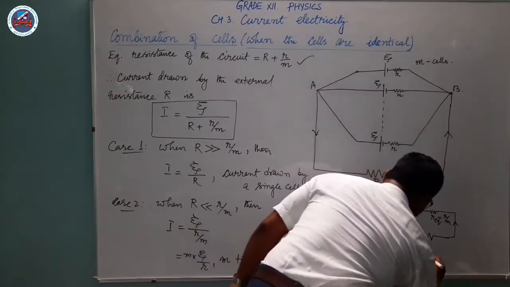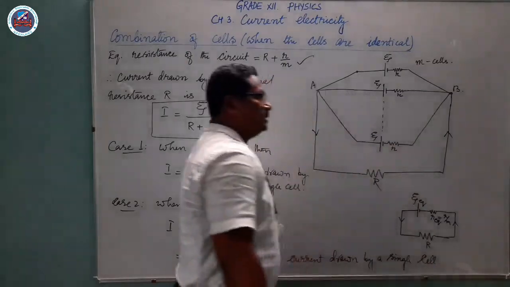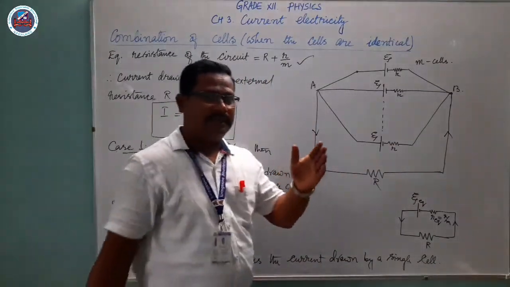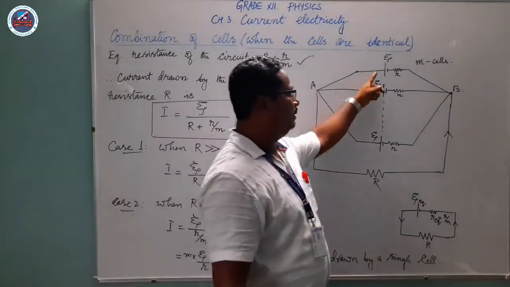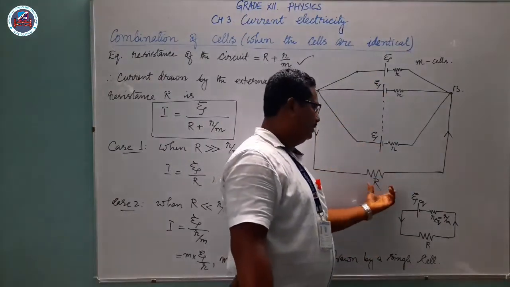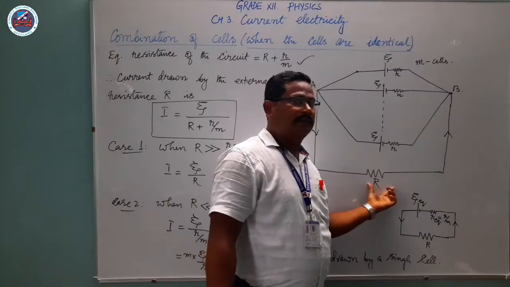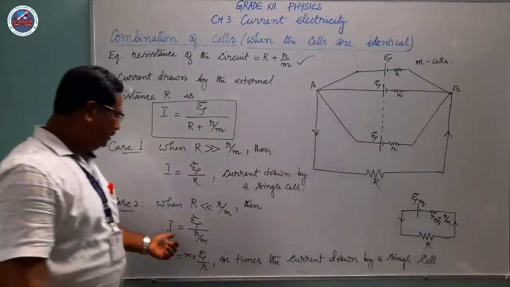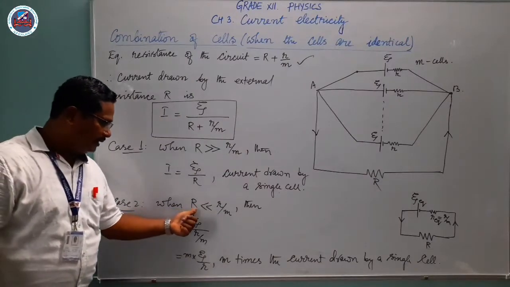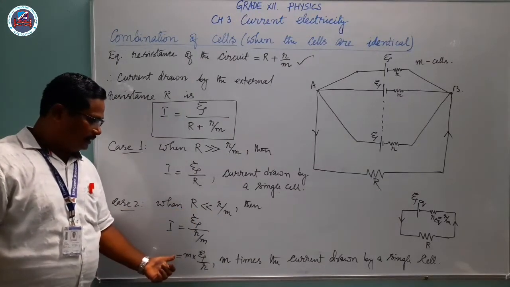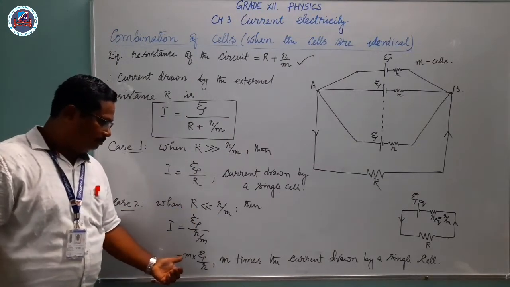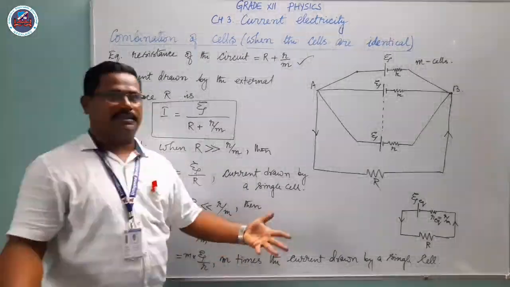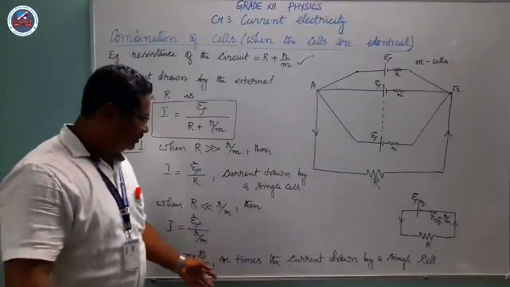Now in this case, what we have to know is, suppose you have equivalent cells and you want to connect them in parallel, then you must make sure that the external resistance is very small, then it is profitable. If the external resistance is very small, then there is an advantage of connecting in parallel. The current drawn will be more, it will be M times. M times means, suppose 10 cells are there, then it will be 10 times the current that will be drawn by a single cell.